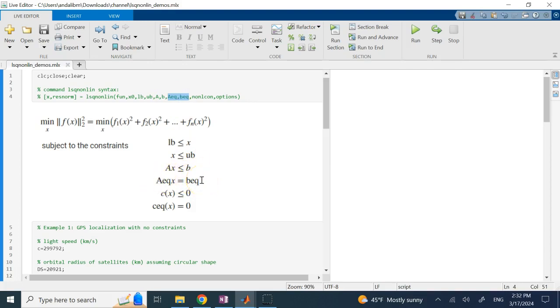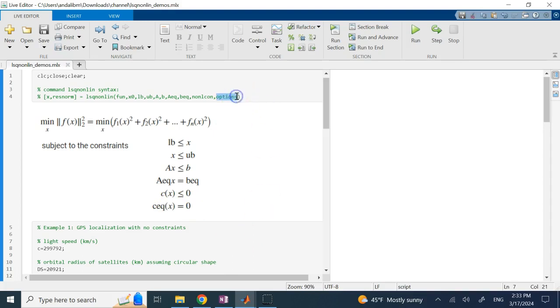A times x equals vector b. And you can have nonlinear equality and inequality constraints. So your equality and inequality constraints don't all need to be linear like these two. They could be nonlinear, so they are not like A times x equals b. That could be a function c of x less than or equal to 0 and c equal of x equals 0. So you can have it arbitrarily complicated.